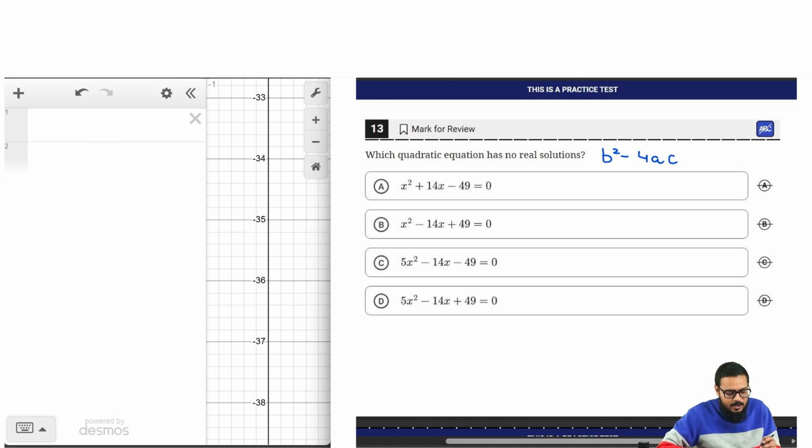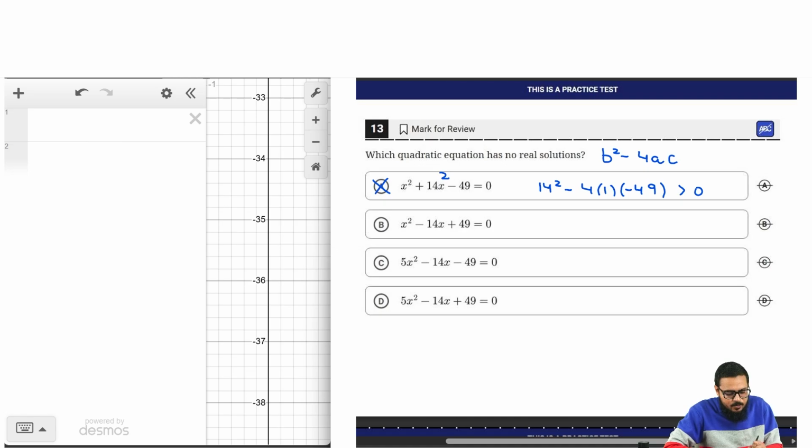For example, the first one has the b value as 14. So I'm going to write 14 squared minus 4 times a is 1 and c is minus 49. And you're going to check what type of answer you would be getting. I think it would be a positive answer, right? Because minus 4 times minus 49 would be a positive number, plus 14 squared would also be a positive number. So I'll be having a greater than 0 answer, which means I will be having 2 real solutions for this one. I'm actually looking for no real solutions, right? So let's move on to the next one.